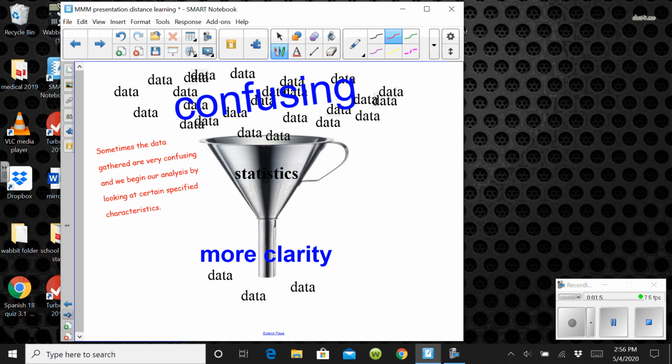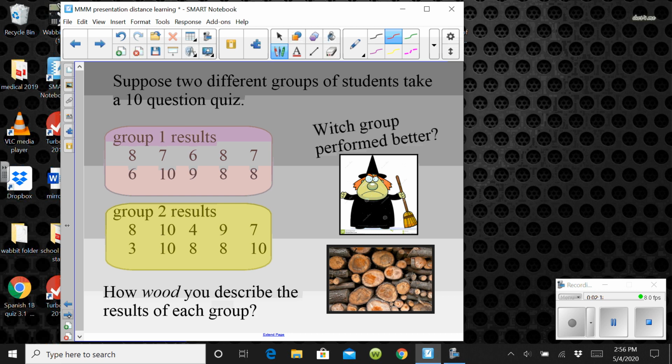A lot of times in the world of statistics, we gather tons and tons of data, and it can get confusing. So one thing we can do with our statistical analysis is shrink the data down a little bit to add some clarity to it. We call that a macroscoping technique. Take a lot of data, shrink it down a little bit. Let's look at an example.